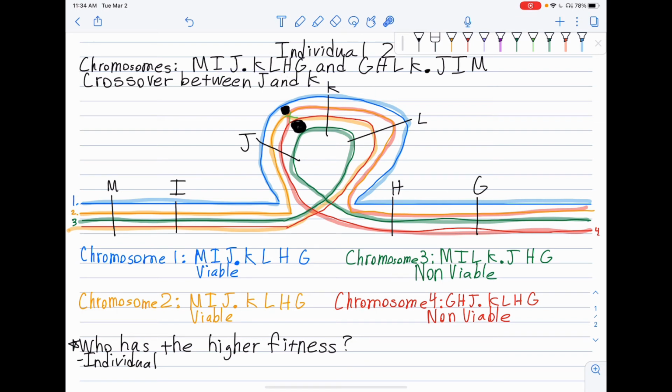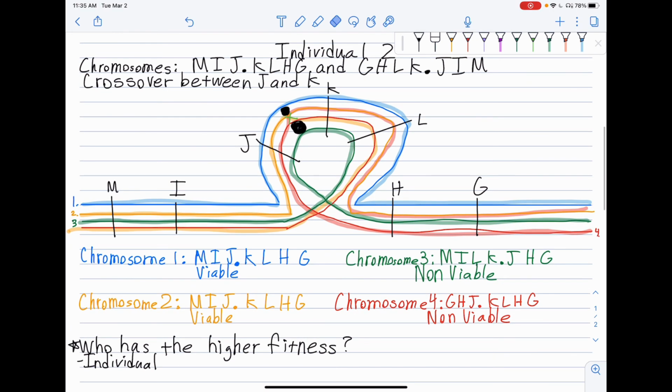Chromosome 3 starts here, follows that loop, and ends there. It's non-viable because it matches neither of the parents. And chromosome 4 is non-viable because it too crosses over, but it goes back to where it came from, and it doesn't have anything that resembles the parental chromosomes.